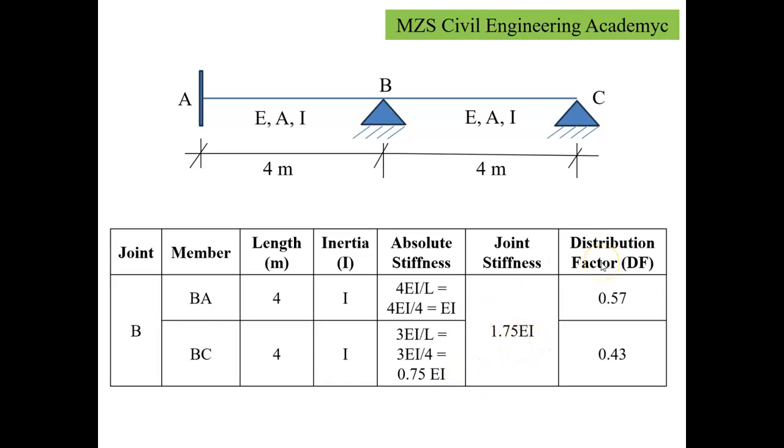Now we'll talk about the distribution factor. As we say, distribution factor is nothing but the ratio of individual stiffness versus the joint stiffness. Here I am going to take the ratio of EI divided by 1.75EI, which works out to be 0.57. In a similar way, for the member BC, we have 0.75EI divided by 1.75EI, and we get a value of 0.43. As we said, the distribution factors at a joint should add up to 1. So if you add 0.57 and 0.43, we are getting a value of 1.